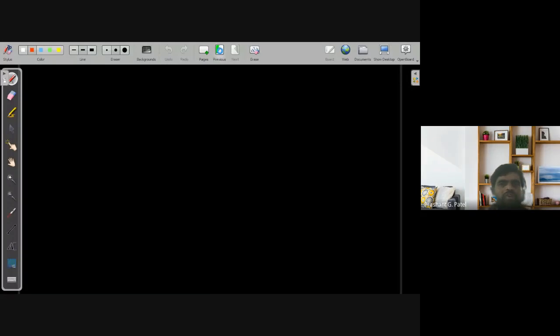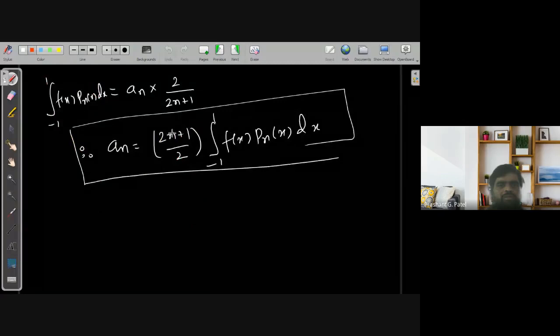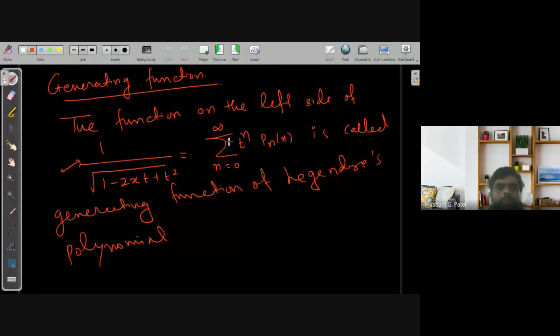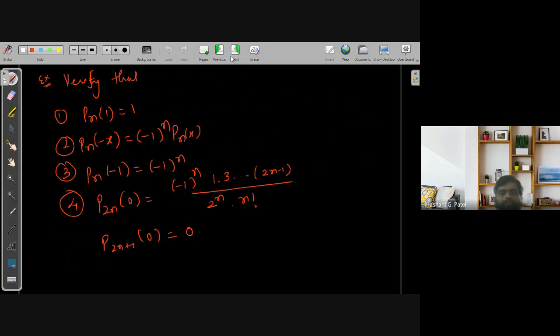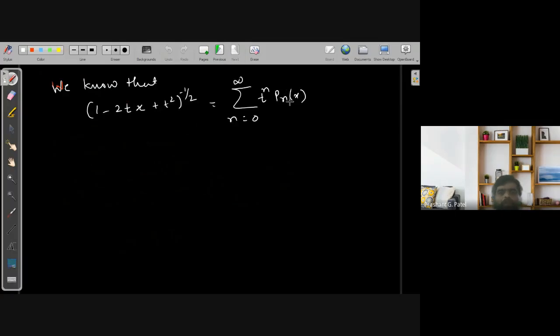So we'll use that generating function to discuss this exercise. We know that 1 minus 2tx plus t square raised to minus 1 by 2 is equal to summation n running from 0 to infinity t raised to n into Pn of x. So this is the generating function. Now the question is to calculate Pn at 1, so I just substitute x equal to 1 in this formula. We will call this equation 1. Put x equal to 1 in 1.